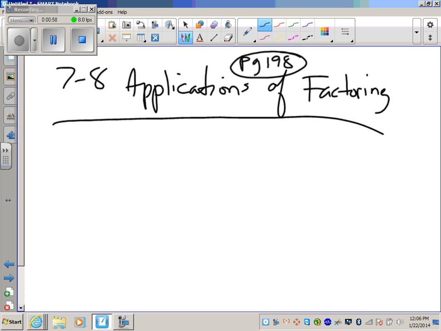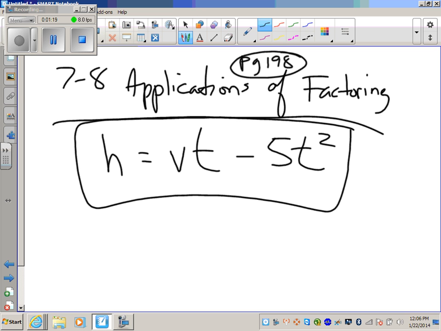So as we look at applications of factoring, the height h of a rocket with initial velocity v, t seconds after blastoff, is given by the formula height is equal to vt minus 5t squared. We're going to be working with this formula today. Okay, and it'll make sense.